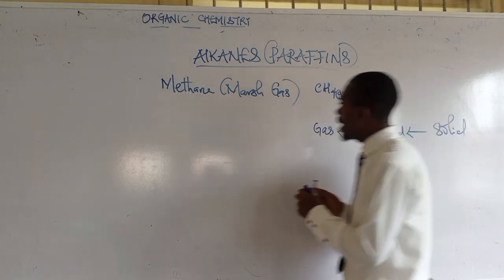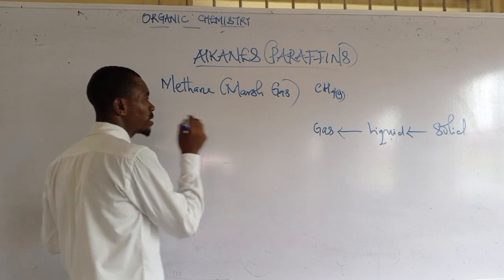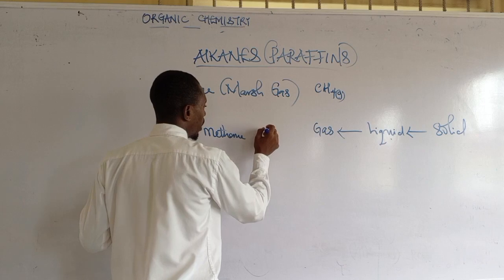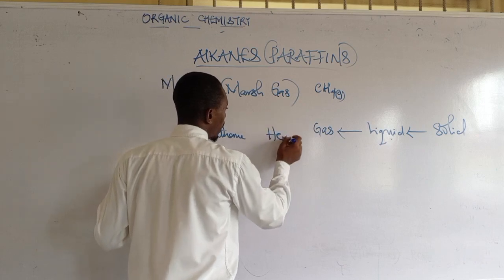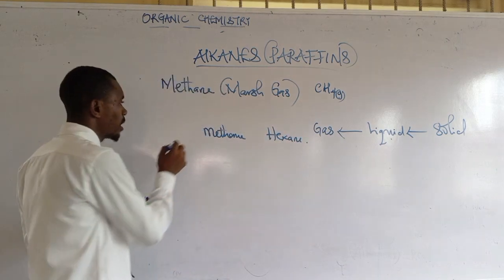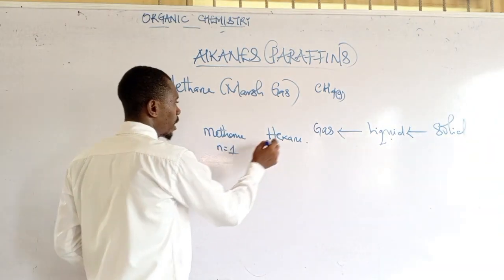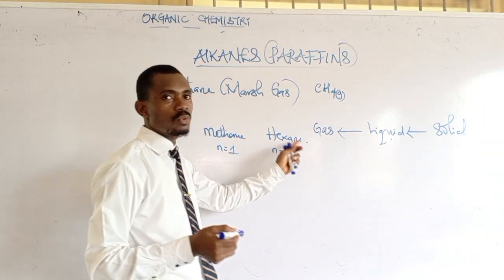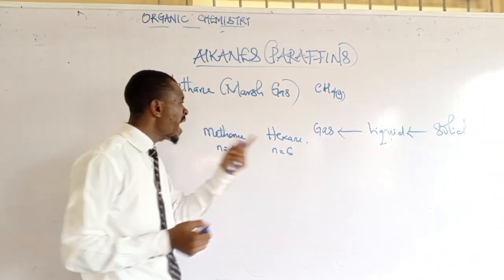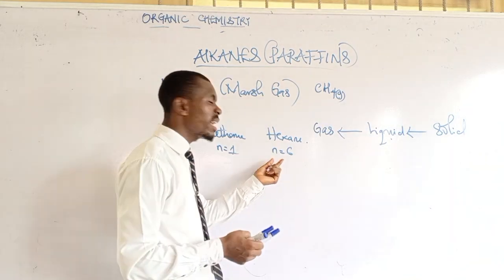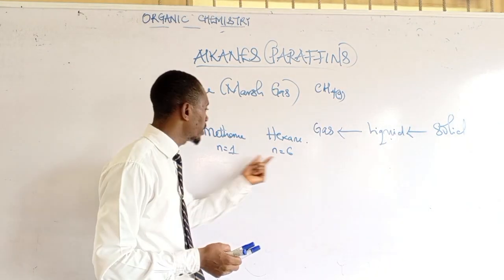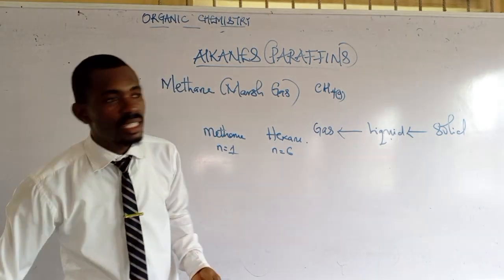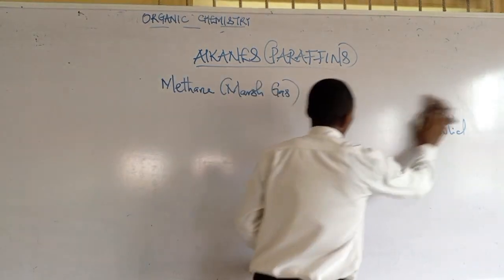So if I should give you, let's say, methane gas and hexane, it is to be expected that methane is n equals 1, hexane is n equals 6. I said from 6 up to 10, they are liquids. So hexane has a higher boiling point and higher melting point than methane. Or methane has a lower melting and boiling point than hexane.